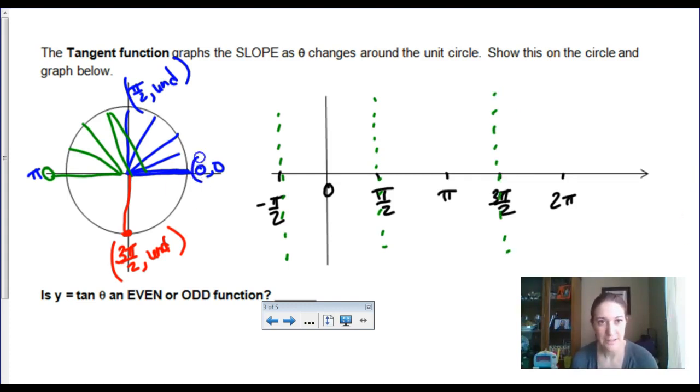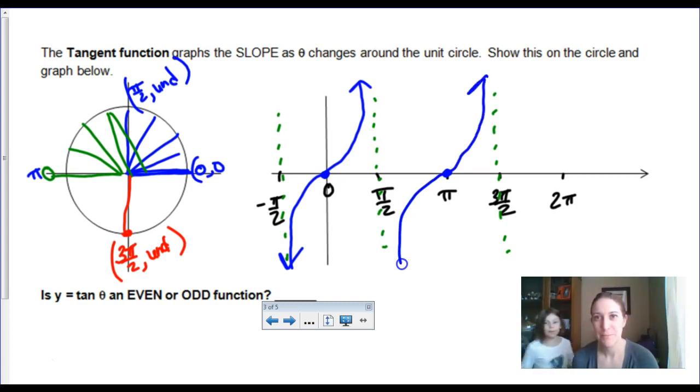And then I saw that at 0 radians, it was a measure of 0 for slope, and at pi radians, it was a measure of 0. So what happens is if you try to plot a whole bunch of points, you'll see that tangent looks something like this.